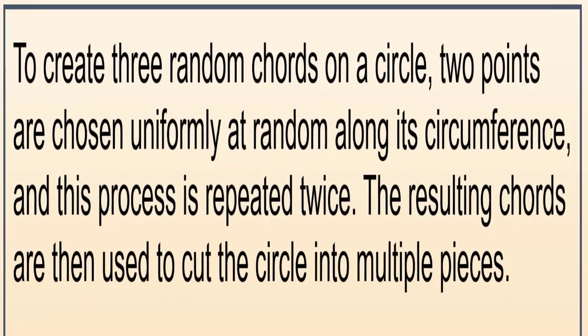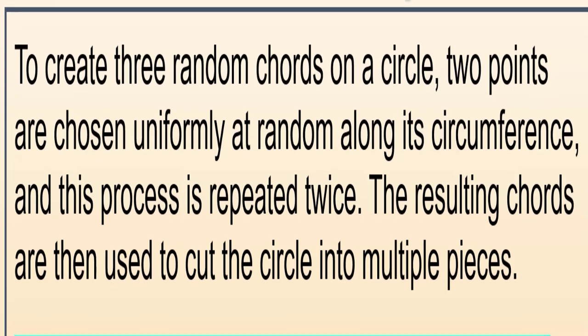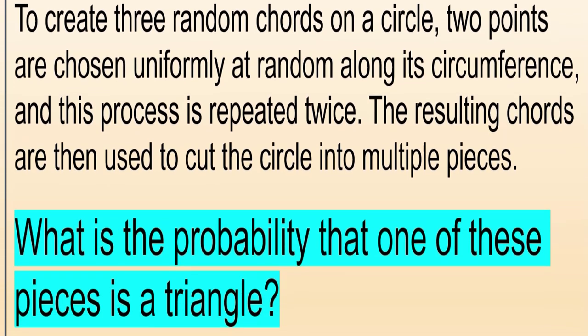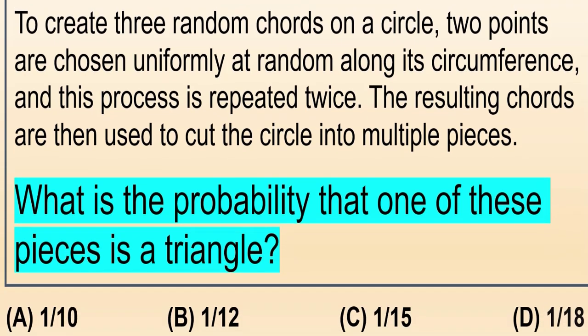For today's question, we are asked to create 3 random chords on a circle. 2 points are chosen uniformly at random along its circumference, and this process is repeated twice. The resulting chords are then used to cut the circle into multiple pieces. What is the probability that one of these pieces is a triangle? And the options are A, 1 over 10, B, 1 over 12, C, 1 over 15, and D, 1 over 18. What do you think?